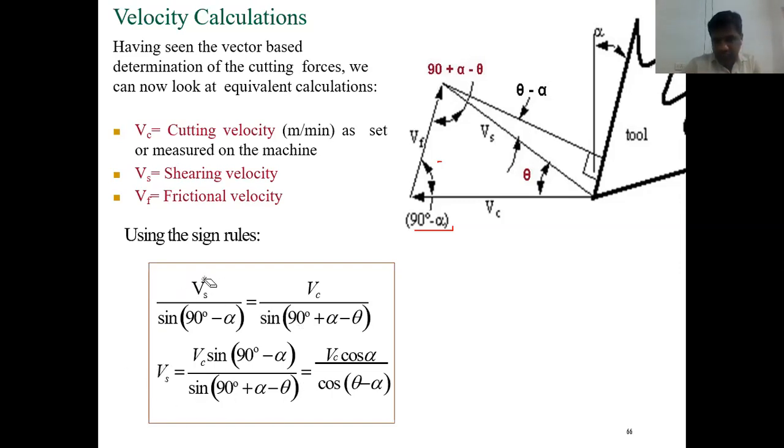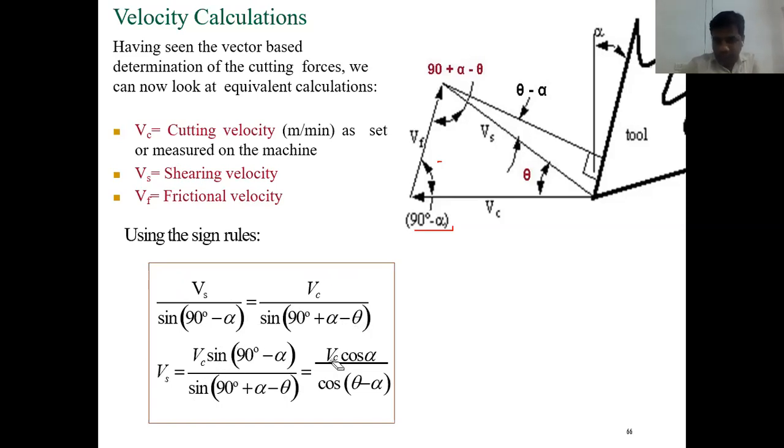You see what we have done. We need to find VS, and we know VC. So VS equals VC times sine 90 minus alpha, because sine 90 minus alpha was in the denominator on this side, so when it comes here it becomes the numerator. So VC into sine 90 minus alpha divided by sine 90 plus alpha minus theta.